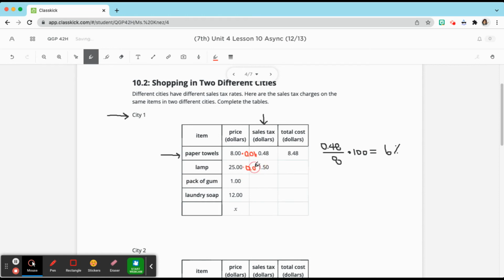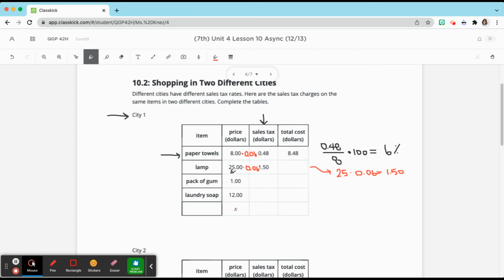And we can double check our work to make sure that this is actually the sales tax rate. If this is the true sales tax rate, then 25 times 0.06 should give us a sales tax of 1.5. This is definitely the kind of problem where you can use a calculator to check your work. 25 times 0.06 does equal 1.5. So I know that I have a sales tax of $1.50.